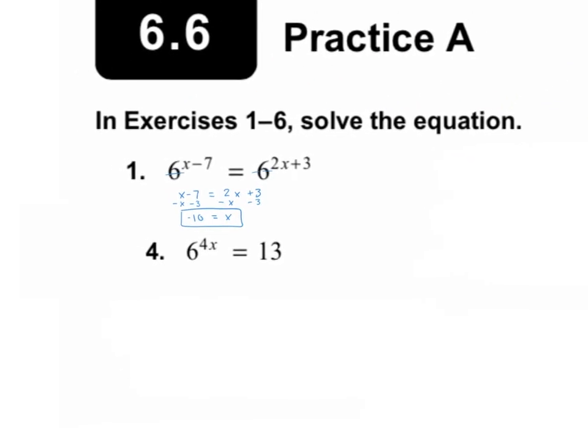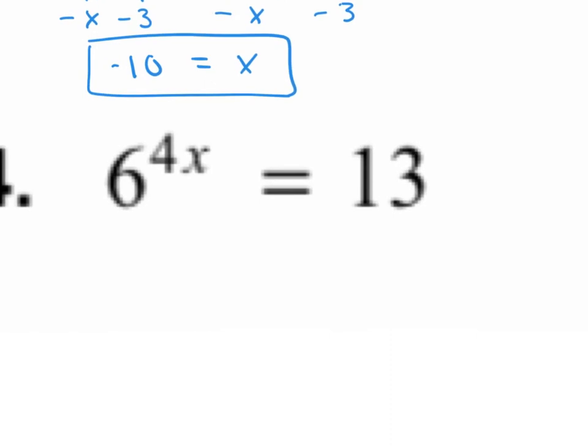All right, let's look at number 4. What should I do first? I can't change 13 to look like a 6, so how can I get that x from out of my exponent?